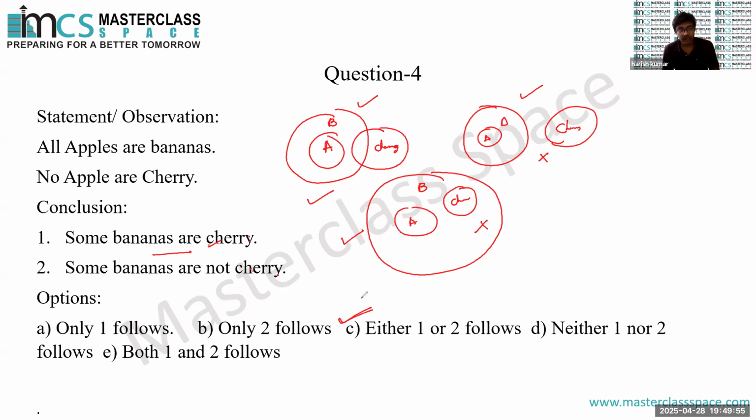So what is happening here? Either some bananas are cherry is true, or some bananas are not cherry is true. Individually, without any dependency, both of them are wrong because they're not true for all the three cases. But when I'm looking at them together, at least one of them must be true, because that is the cases that we are getting. Okay, but now let's come to the other thing.